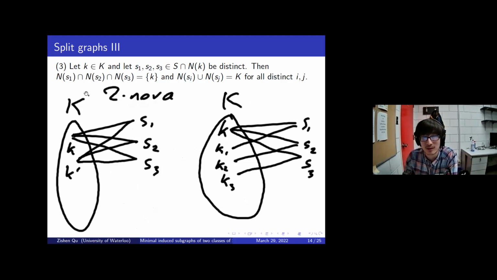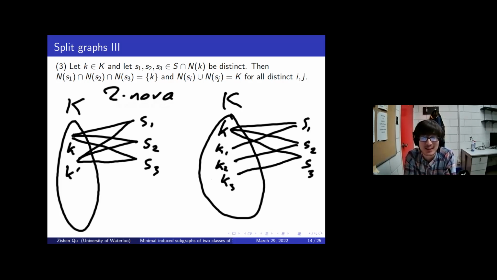So we want to classify the neighborhoods. Okay, so first we'll do the intersection equal to K. If it's not equal to K, that means there's 2 vertices that have a common neighborhood of these 3 vertices in S. But this is just a 2-nova, because it's just what I drew before at the beginning, where you have these 4 vertices and 1 vertex on the right. Okay, so now you know that the first thing's true.